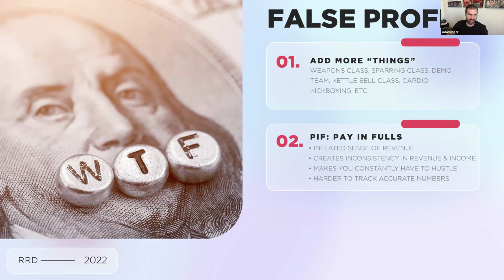Meaning if you're looking at your ARM, it's going to be heavily inflated if you have one month where you got like $15,000 in pay-in-fulls. Then the next month, when you don't have that same amount of pay-in-fulls, all of a sudden your gross is much lower, and it's going to give you a different number for what your average revenue per member is. Okay, so it's really important, if you guys want to have accuracy in numbers, that we're thinking about recurring revenue. Okay, that's what I want to hit home today.